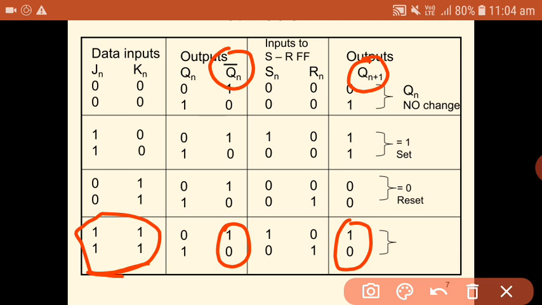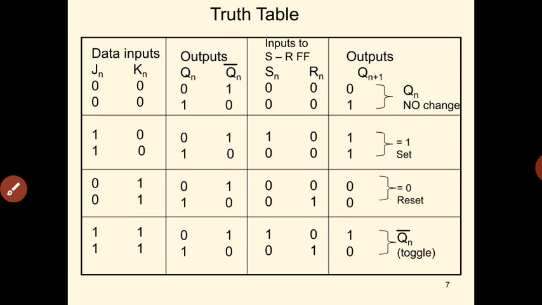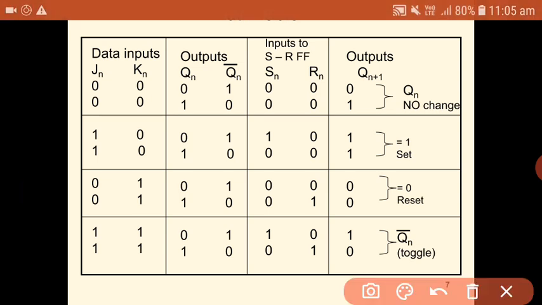Whenever J is equal to 1 and K is equal to 1 are applied to the JK flip flop, the present output is equal to the complement of the previous output. That means Qn bar. So Qn plus 1 will be equal to Qn bar. If you are getting the output like this, that state you can call the toggle state.